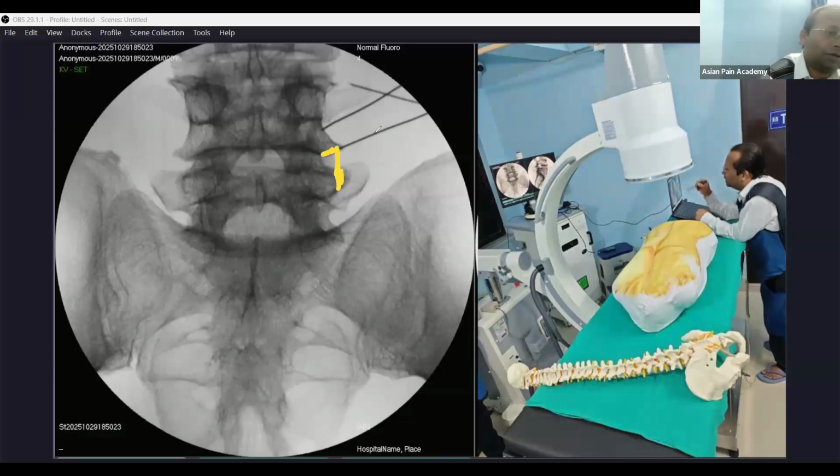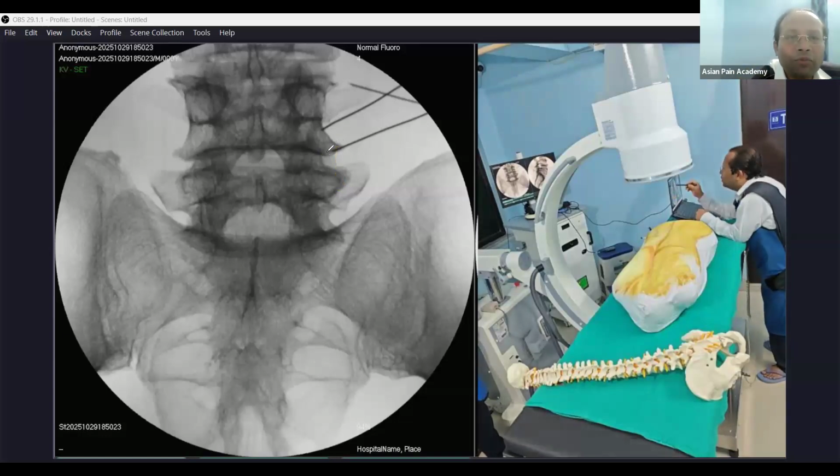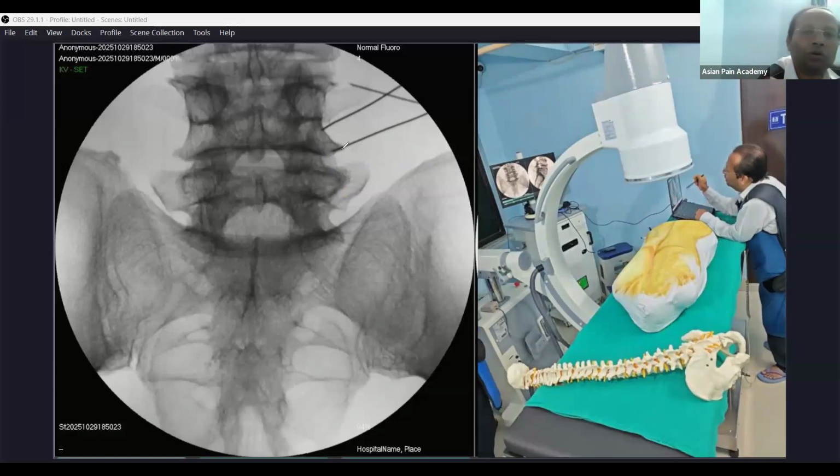Otherwise you are outside. I could have gone a bit more medial also, but it is okay. Here also I could have gone more, but still this is the lateral border of the pedicle and your tip should come just medial to the lateral border of the pedicle. So you are under the foramen.